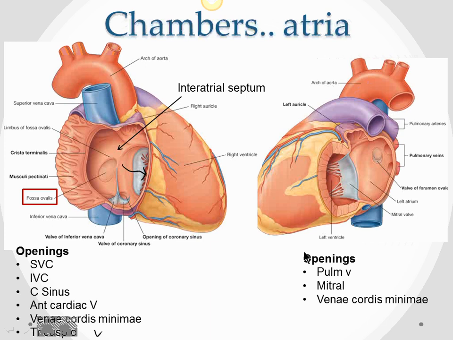Let's see the openings in the left atrium. Pulmonary veins. So these pulmonary veins here, remember they brought blood back from the lungs. So we have 4 pulmonary veins, 2 from each lung.